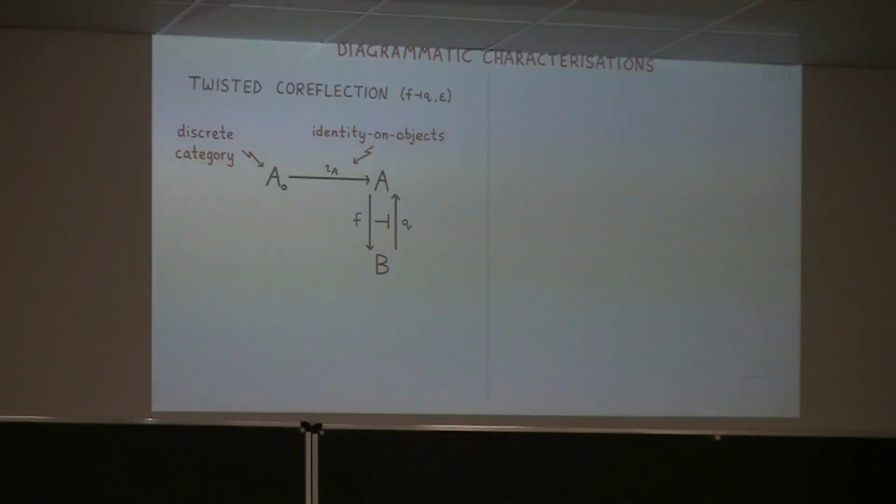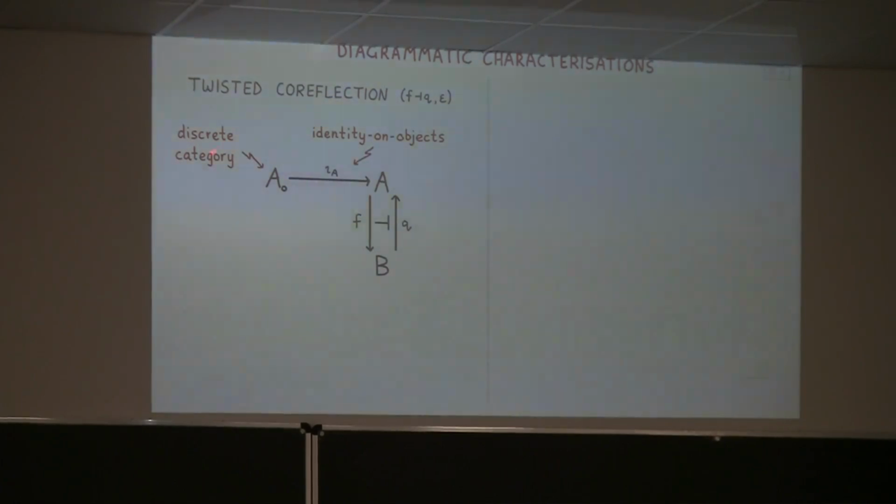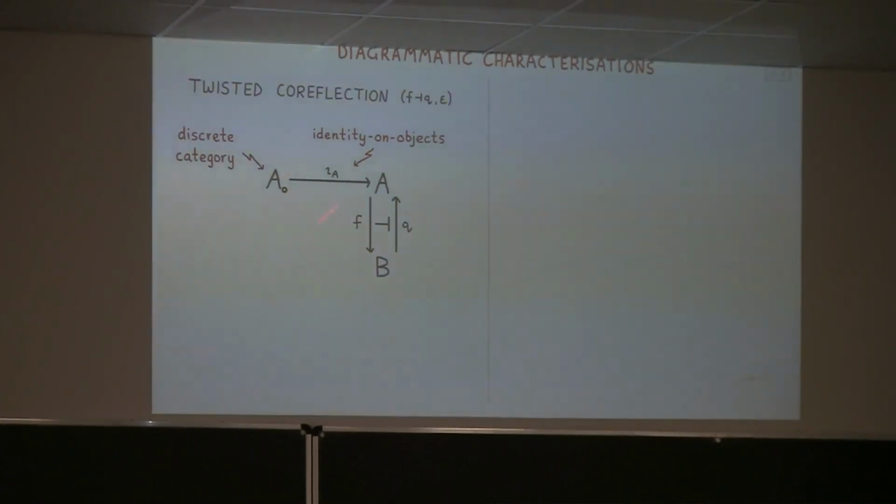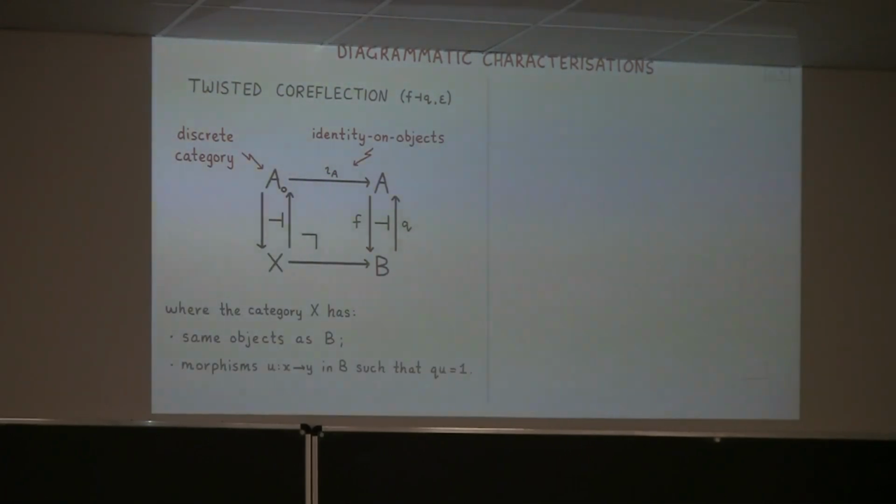What we can do is look at this canonical identity objects functor from the underlying discrete category, defining the same set of objects as A. Now, we can pull back the right adjoint of any coreflective junction along any functor to get a new coreflective junction. So we always get the square for any coreflective adjunction.